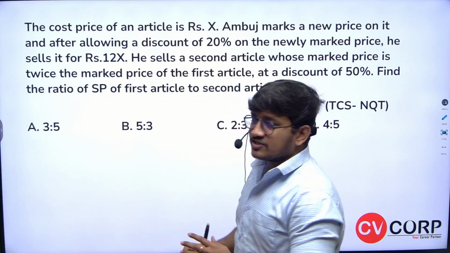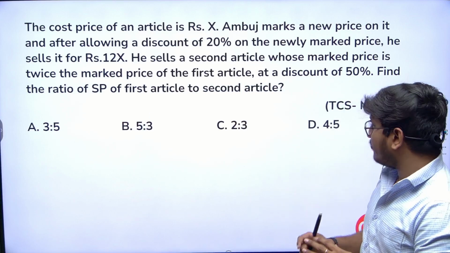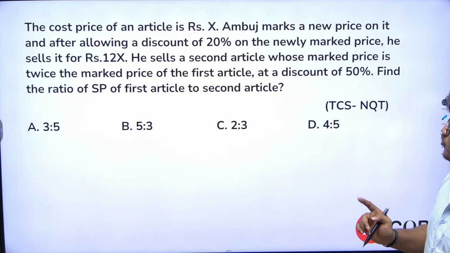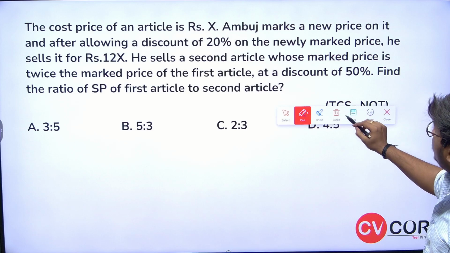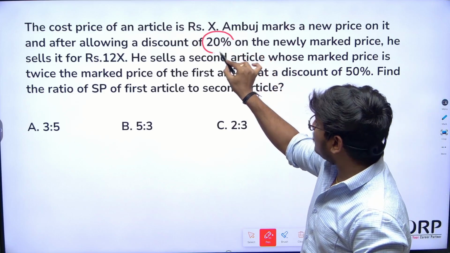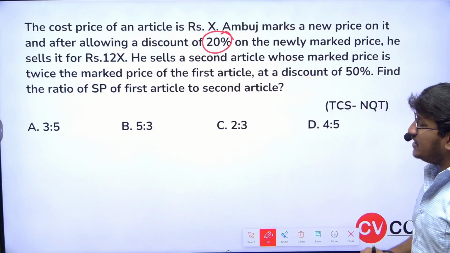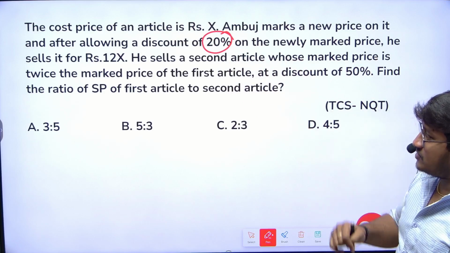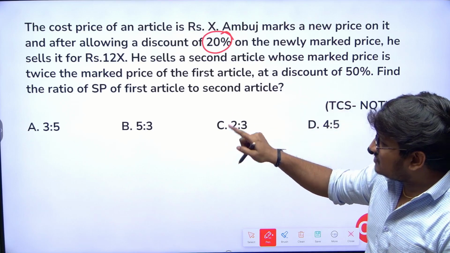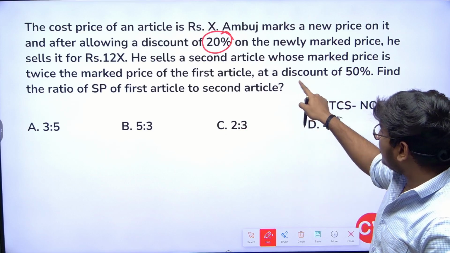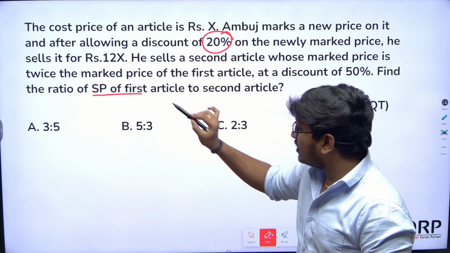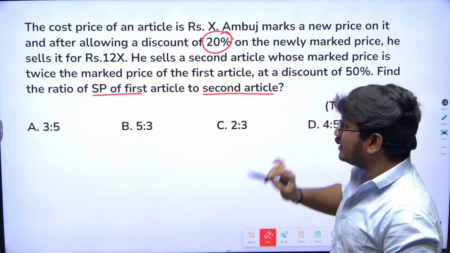Okay, let's go with the question. I hope everybody read this question. The cost price of an article is x rupees. Ambuj marks a new price on it, and after allowing a discount of 20% on the newly marked price, he sells it for 12x rupees. He sells a second article whose market price is twice the market price of the first article at a discount of 50%. Find the ratio of selling price of first article to selling price of second article.